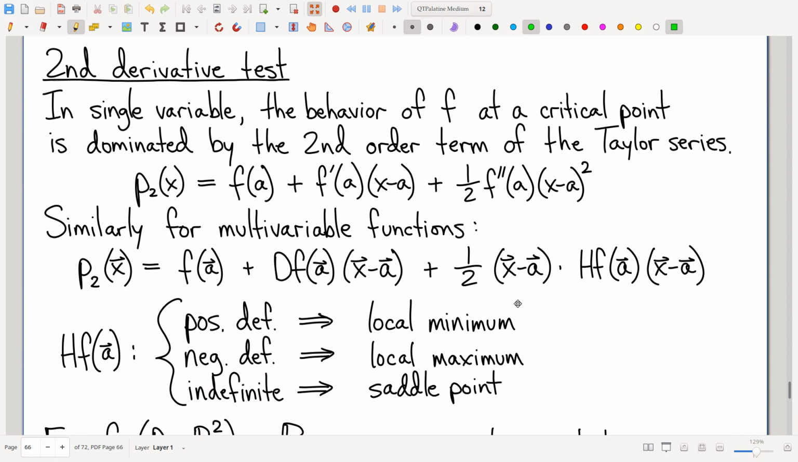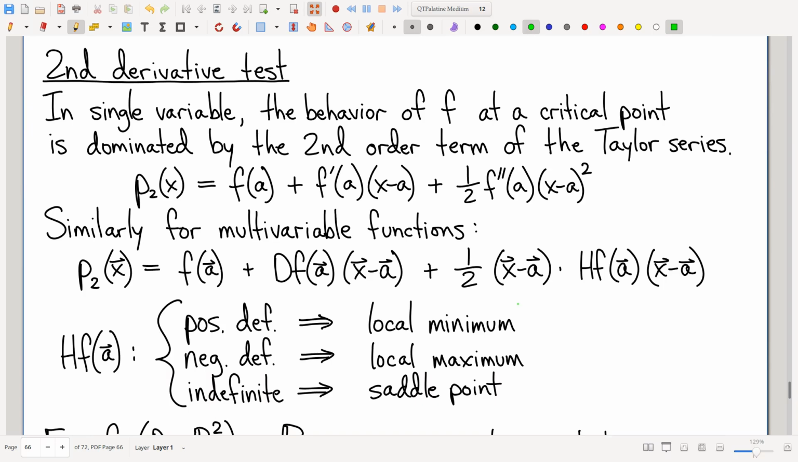Okay, so do we have a second derivative test? And, yes, we do. And it's not even that big of a surprise. It's a little weird, but it's not that big of a surprise, ultimately. Let's go back to single variable for a moment.